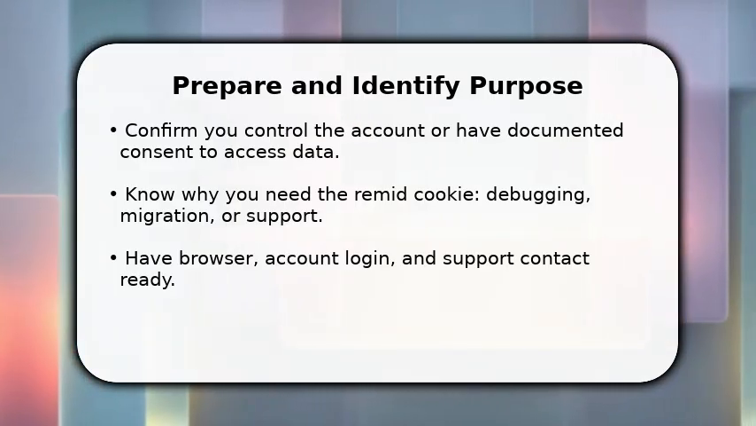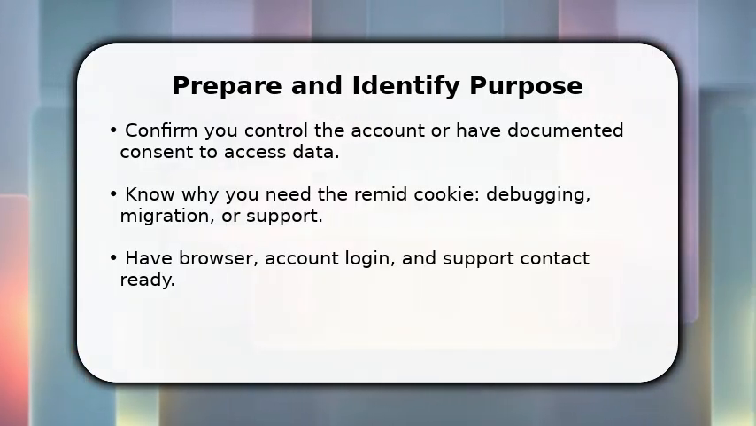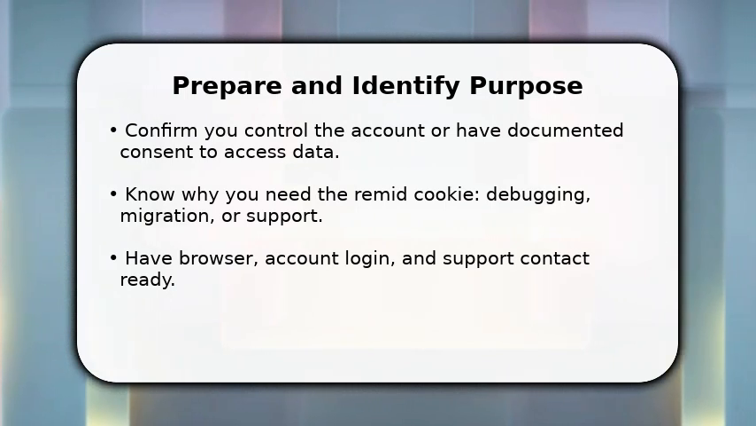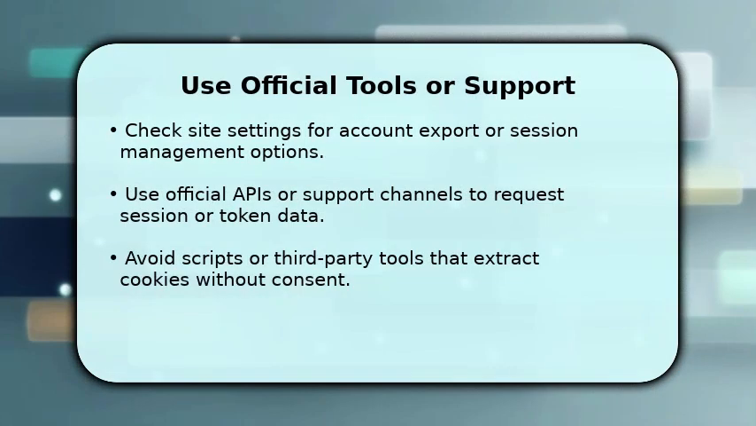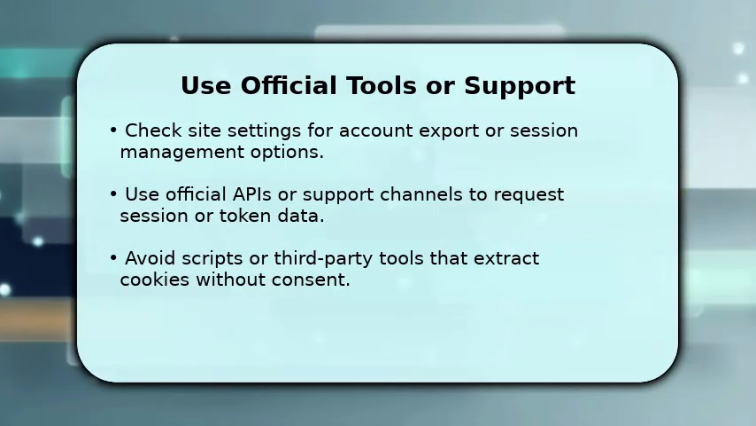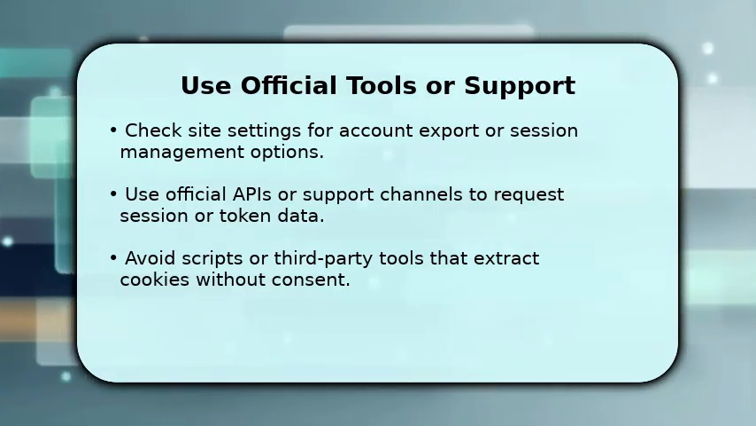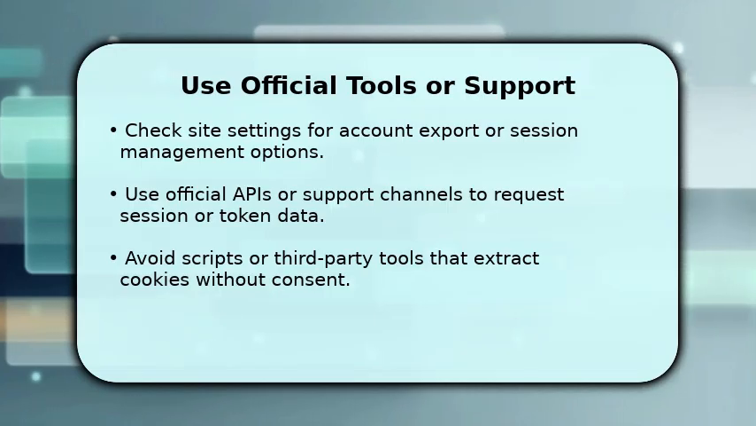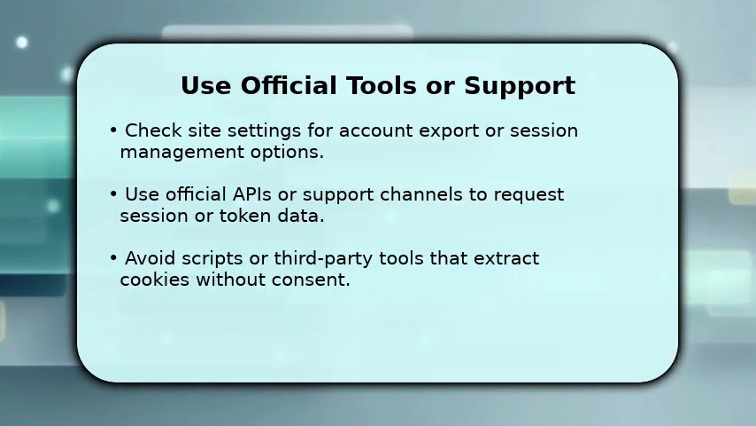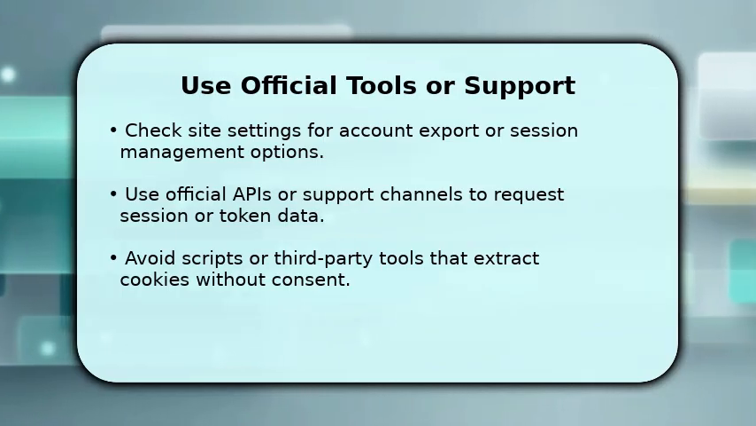From here, you'll use only supported, transparent tools or official channels to proceed. Next, use official site features or support to retrieve session information. For example, check account settings for session exports or security pages showing active devices. If no user-facing export exists, contact the site's support and request the data you need. Explain your purpose and provide proof of account control.